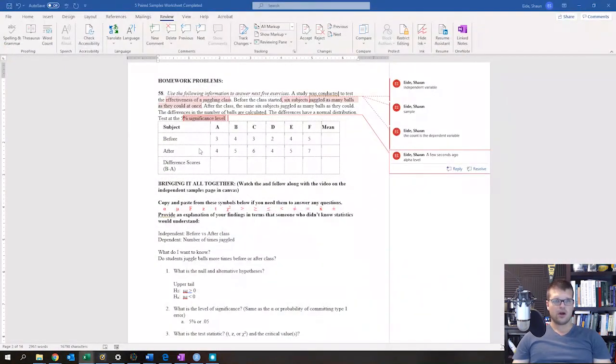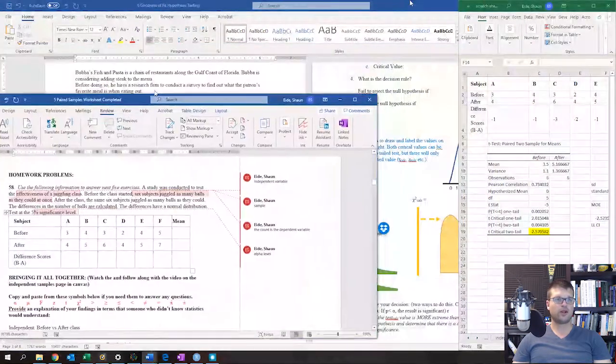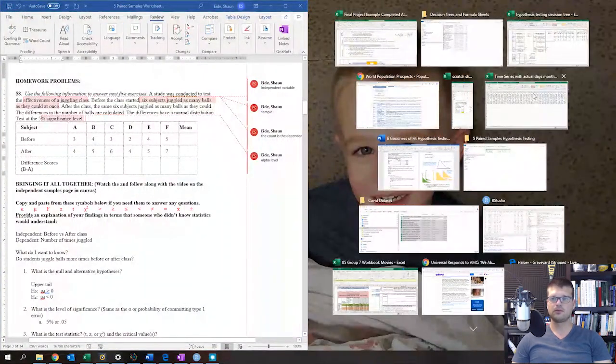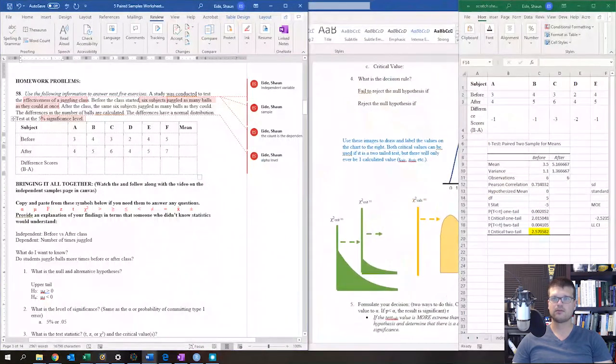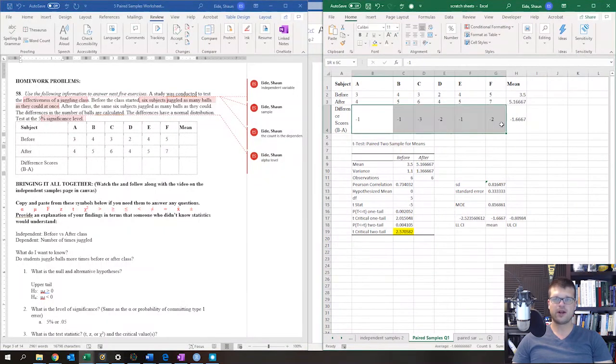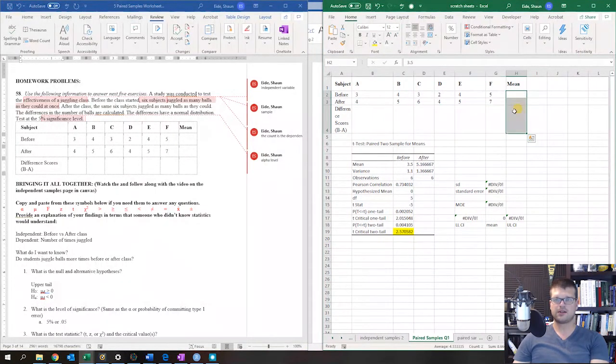So, coming back to this, we're going to copy all this information here, and we are going to put it into an Excel worksheet. Okay, so let's see here. Scratch sheet. We've got this Excel worksheet right here, and I'm going to delete this. The first thing that we need to do is calculate the difference score.